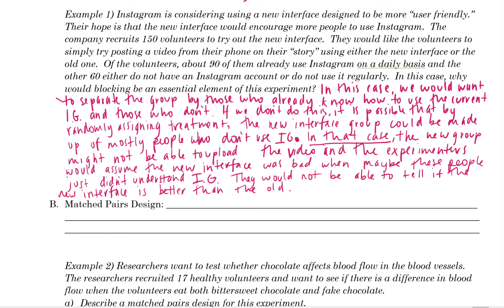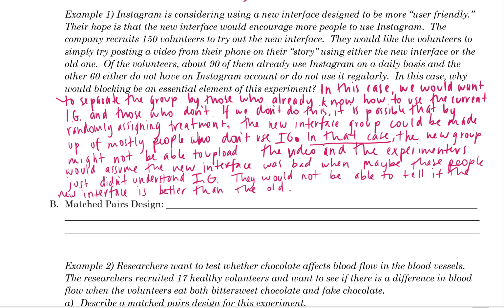The experimenters would not be able to tell if the new interface is better than the old. So basically what we don't want to happen is we don't want the non-Instagram users to mainly end up in one treatment group. And so what we could do instead is we could separate the group into the 60 people who don't have an Instagram or don't use it, and 90 who do. And then within those groups, we can administer treatment to each group.